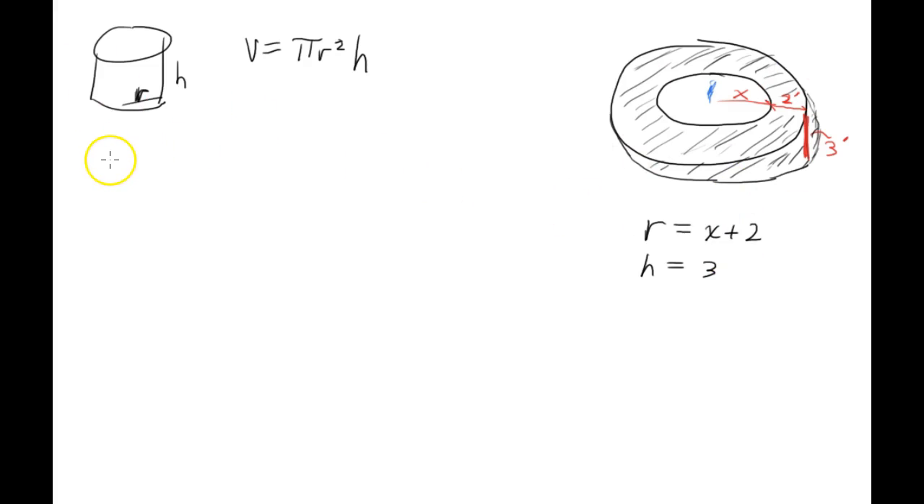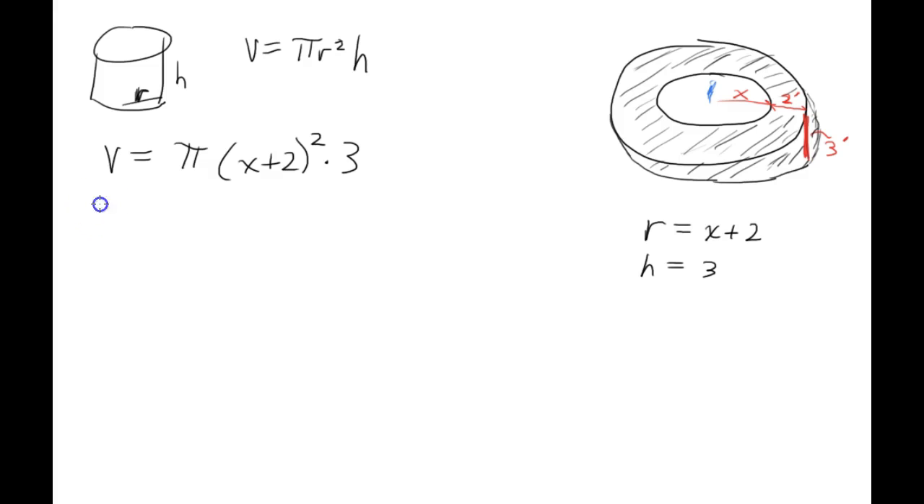Let's do the volume as though it were all filled in, without the hole, like a donut without the hole taken out. So you've got pi, instead of r, we're going to say x plus 2, quantity squared, times the 3, times the height. Okay, got it. But we are going to subtract this middle part, so I'm going to put that in red. We're going to subtract this donut hole.